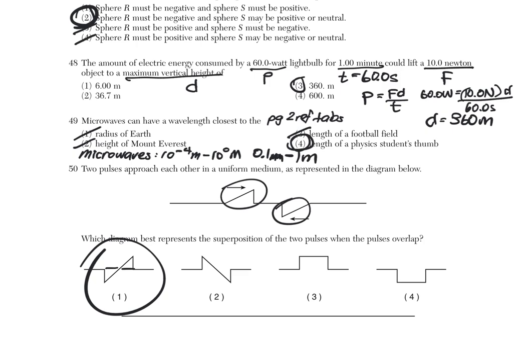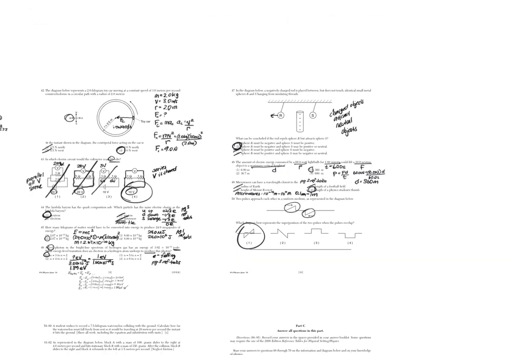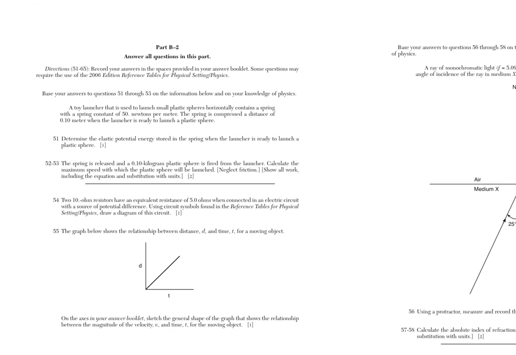I don't really like that question. I don't like the shape they chose. And so anyway, 50 is 1. Okay, so that was B1 multiple choice. Now it's time to move on to the B2 constructed response.